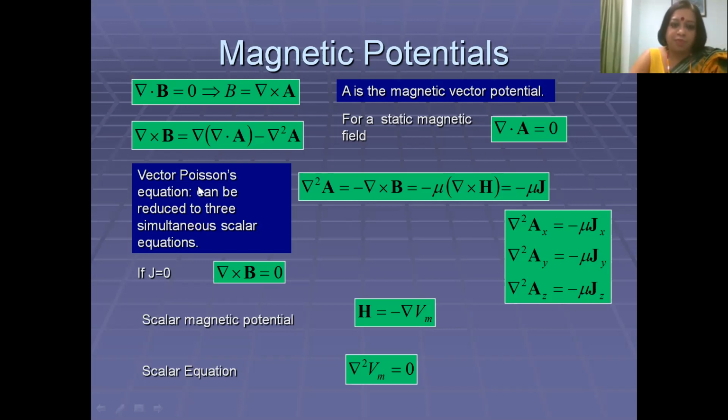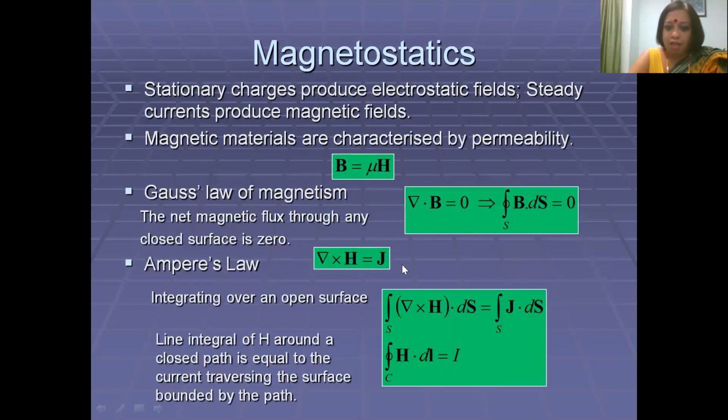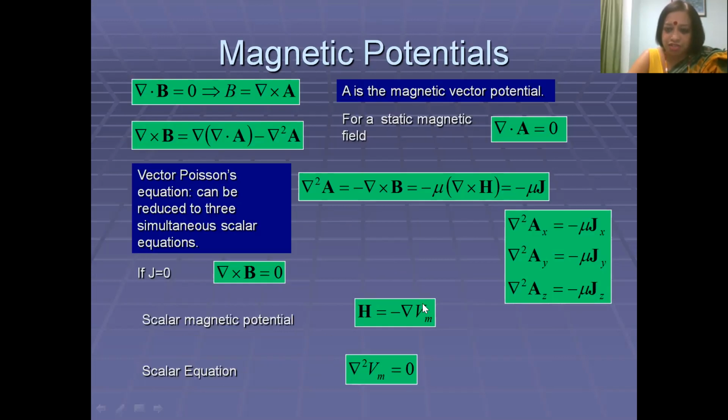If you do that, this term vanishes, and what you're left with is curl of B equal to minus del square A. Therefore del square A is equal to minus curl of B, which is nothing but minus mu curl of H. And what is curl of H? We know that curl of H can be expressed as J. Therefore, this is nothing but minus mu J. So now, from Ampere's law, we have arrived at a differential equation: del square A is equal to minus mu J. Del square is nothing but your Laplacian.